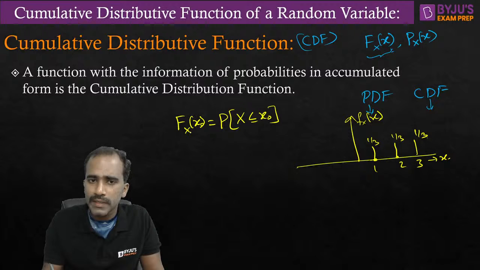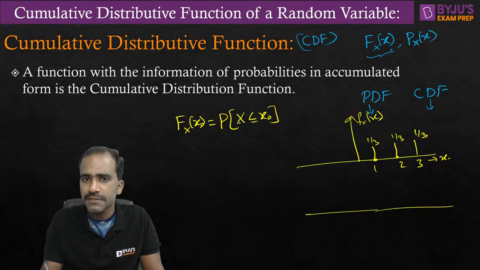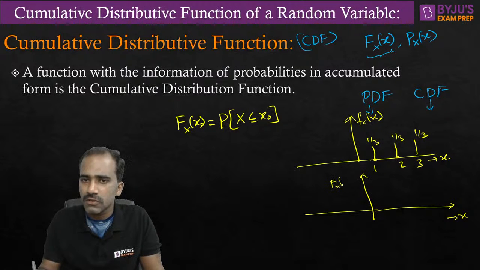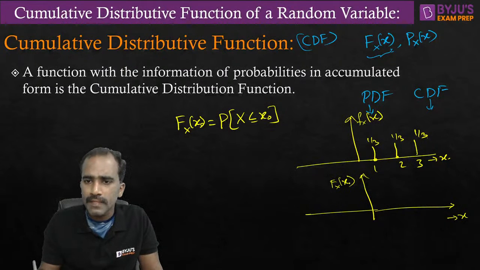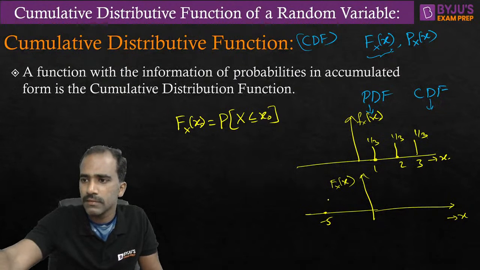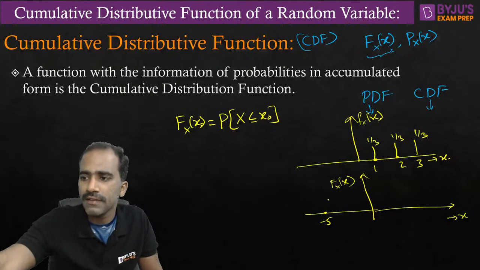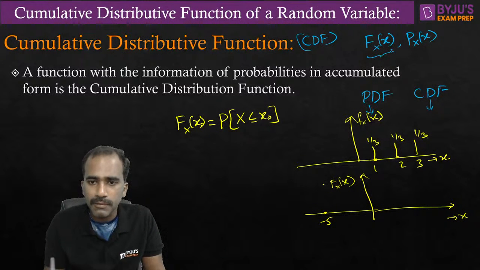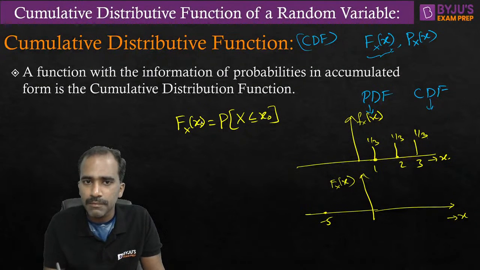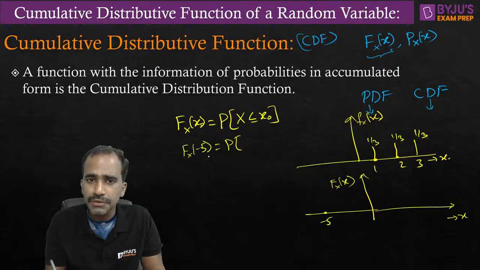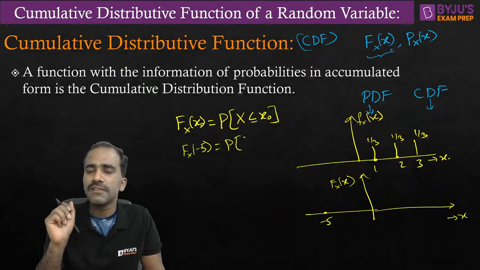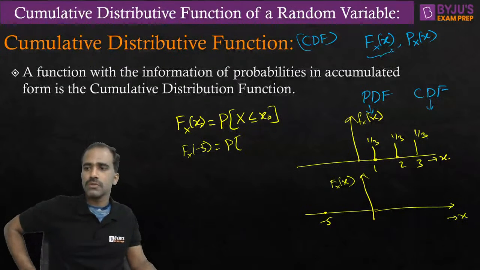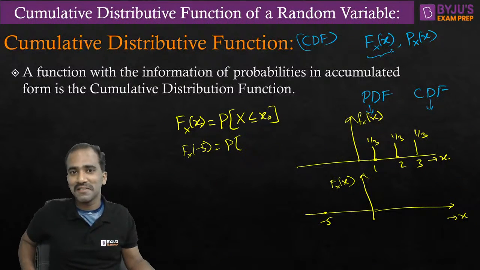Whereas, what is the CDF indicating? Let us plot the CDF also according to this definition. Capital F_X of x. If you plot it at x equal to minus 5, what is its value? You want the value of this function at minus 5, so just substitute and understand. I'll substitute different values so that you will understand it better. Once you understand the meaning of CDF, it will be a very easy function to analyze and solve questions with. CDF is relatively more comfortable for solving problems than PDF.